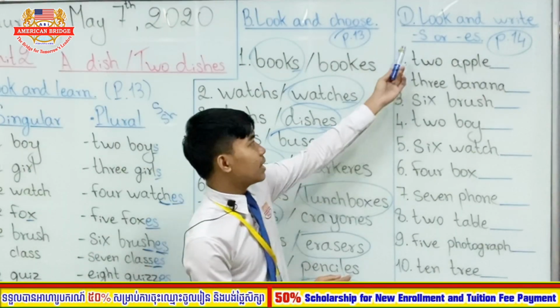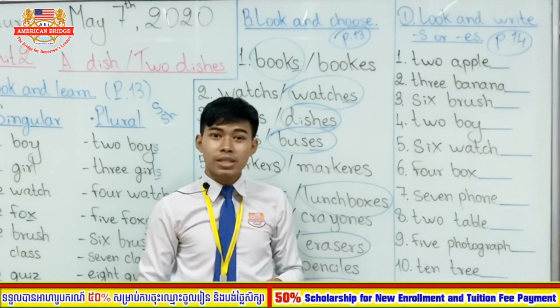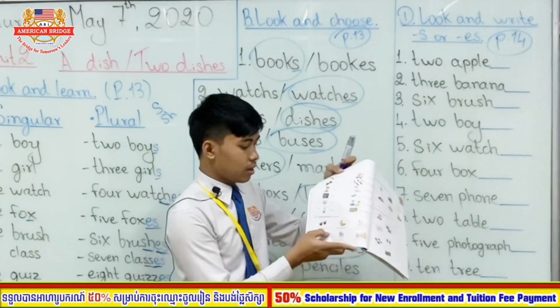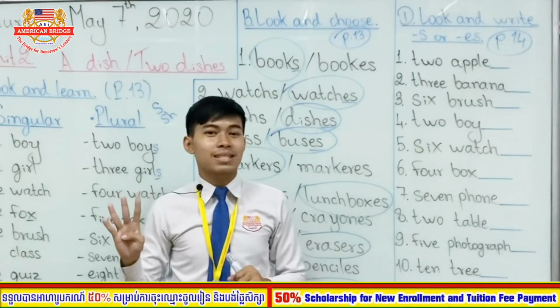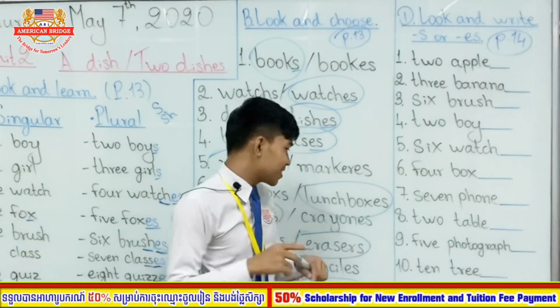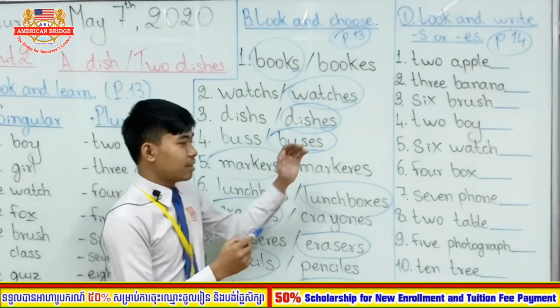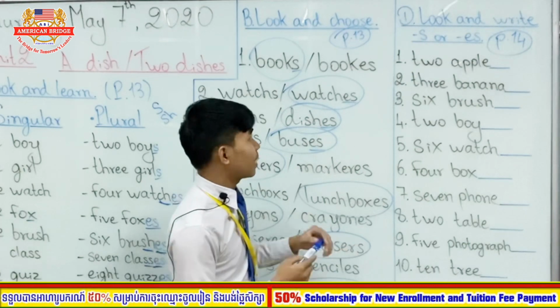Okay, D, look and write S or ES. It is on page 14. So if you have the book, you can open your book on page 14 here. Look and write S or ES. Okay, so there are only 6 exercises, but I include 4 more. So 6 plus 4 equals 10, right? So there are 10 sentences. In this exercise, I include 6. In this exercise, I include 4. So I include 10 exercises today.